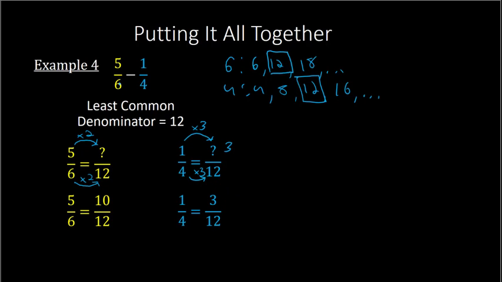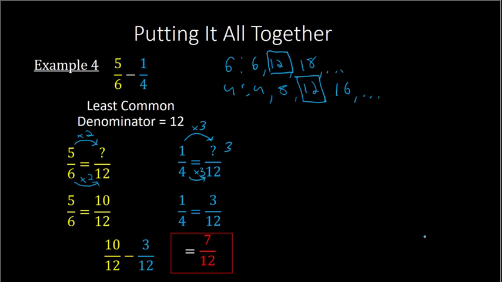So what we do is we replace the 5/6 with the 10 over 12 and the 1/4 with 3 over 12. So now we have 10 over 12 minus 3 over 12. And what I can do is subtract the numerators, 10 minus 3, which would give 7. So our final answer is 7 over 12.